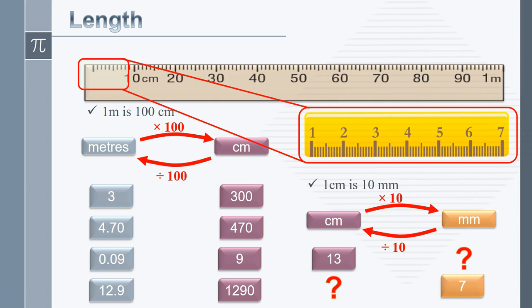So here we go. Let's change 13 centimetres into millimetres. That's just going to be times by 10, so clearly that's going to be 130 millimetres. And going back the other way, if we've got 7 millimetres, we've got to do a divide by 10. So that would be just less than a centimetre, it would be 0.7 of a centimetre.